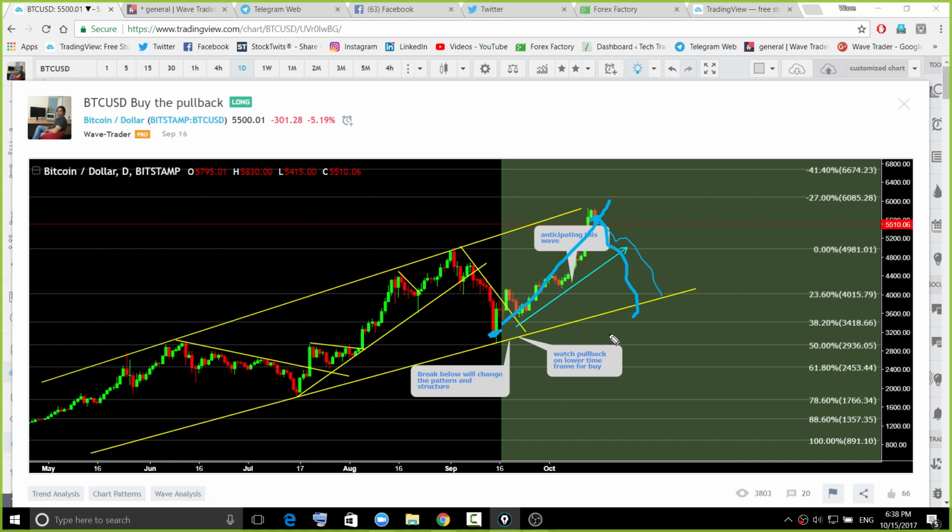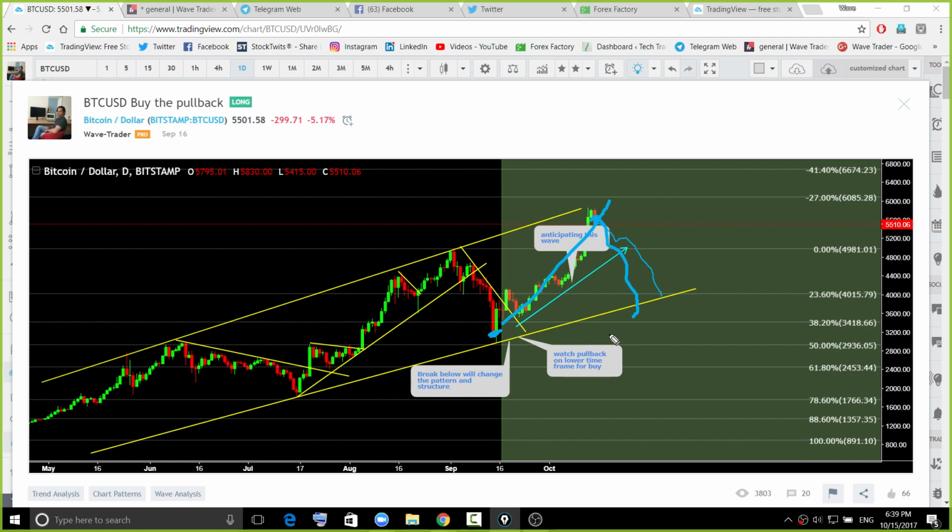Otherwise, what you will see on Bitcoin is that it will keep forming lower degree continuation formations and keep pushing for the upside. If you keep selling on those continuation formations for the downside, you will keep getting stopped out.